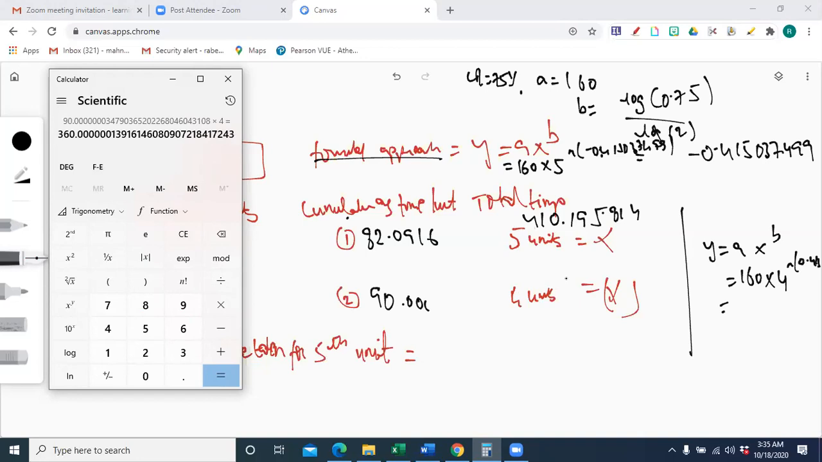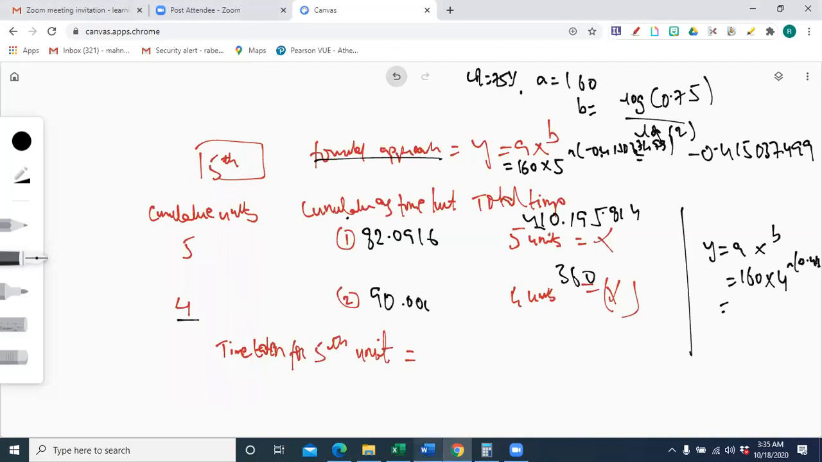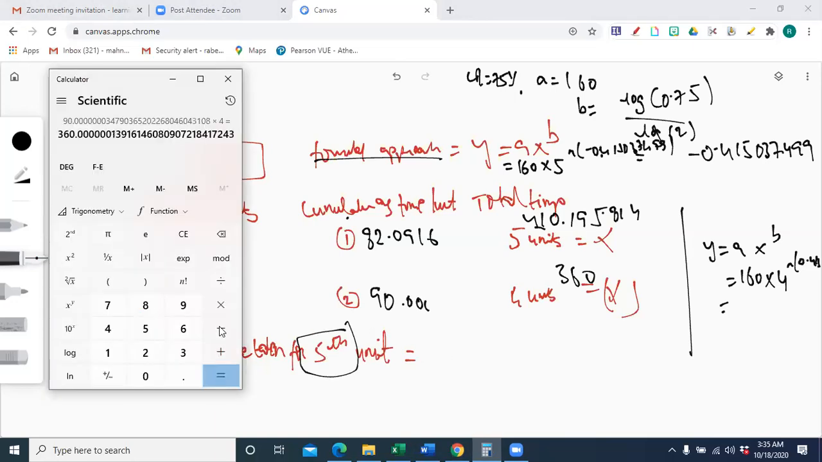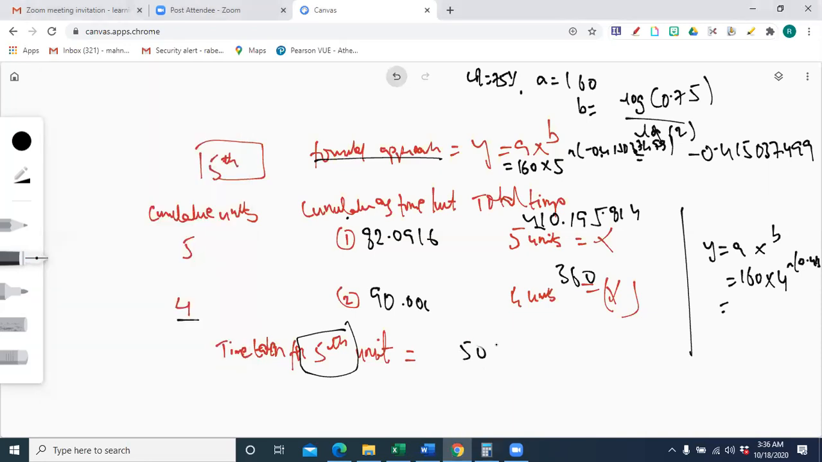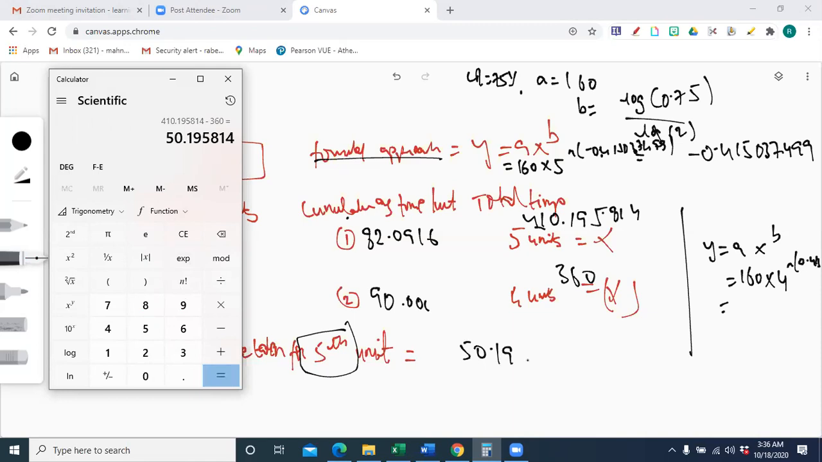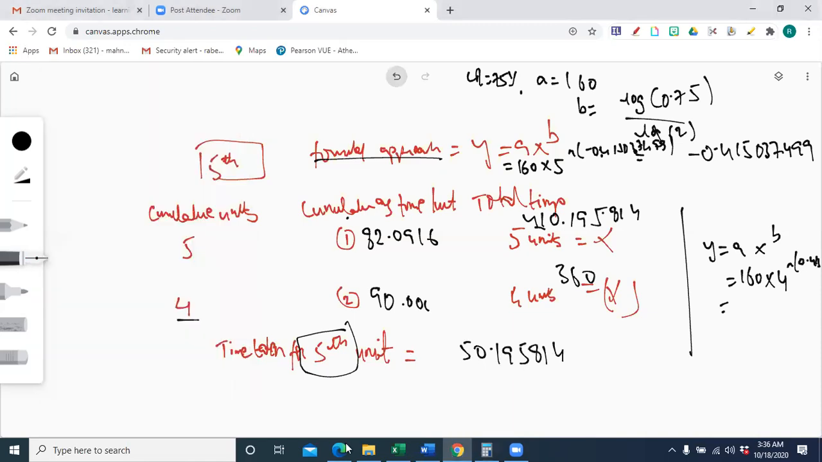So this was 410 and this is 360. If I deduct the total time for 4 units from the cumulative time for 5 units, I'm actually going to get the time taken for the 5th unit. 410.19581 minus 360 is 50.19581. That's the time taken for the 5th unit.